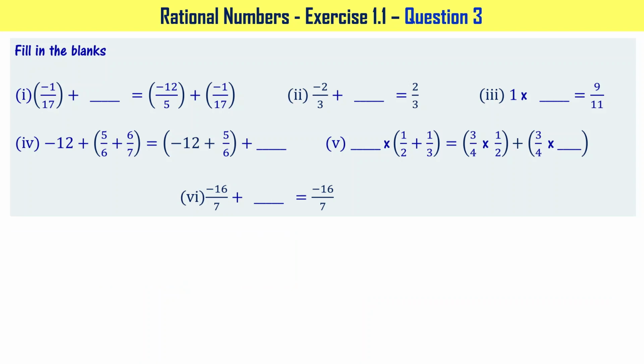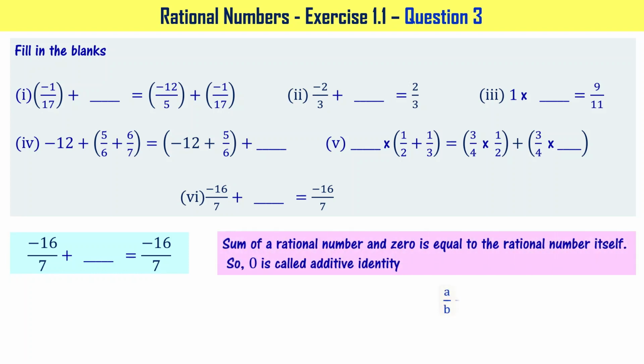The last part of the question is minus 16 by 7 plus dash equal to minus 16 by 7. We know that sum of a rational number and 0 is equal to the rational number itself. That's why 0 is called additive identity, right? When you add 0 to any rational number, you get the same rational number, right? a by b plus 0 equal to a by b. Now minus 16 by 7 plus 0 equal to minus 16 by 7. This is what we are asked to fill, right?